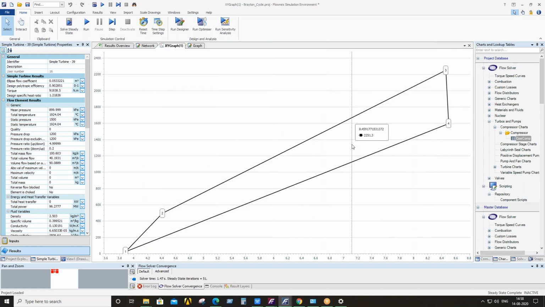So here is the TS diagram for the Brayton cycle. Since it is not a perfect adiabatic process in the compressor, the line deviates from the straight line, and the compression exits at this point. Here the heat addition is taking place in the combustor, and it is the turbine inlet, and from the turbine inlet it goes to the exit of the turbine, where it expands and produces power.